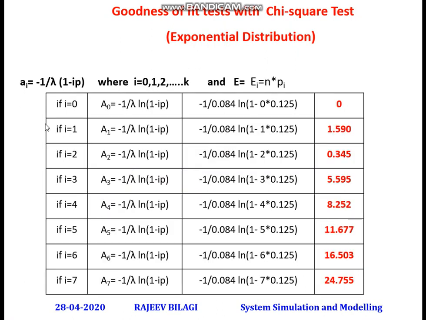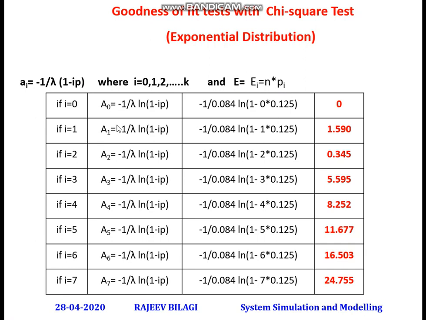Now after finding this out, apply this particular formula: a_i equal to minus 1 by lambda ln of 1 minus i p. Here it is ln, where i is equal to this one. As usual, you know what is the value of E_i here, n into p_i.